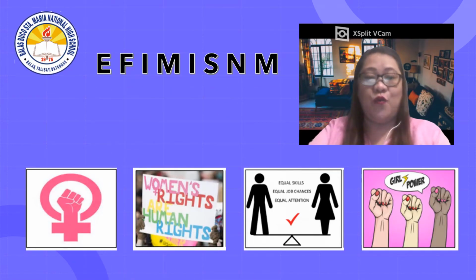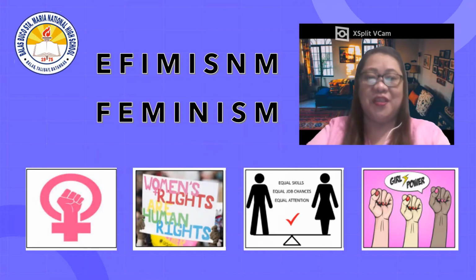To help you, we have here the jumbled letters. All you have to do is to arrange these letters to form a word. Very good. You are correct. The word is feminism.